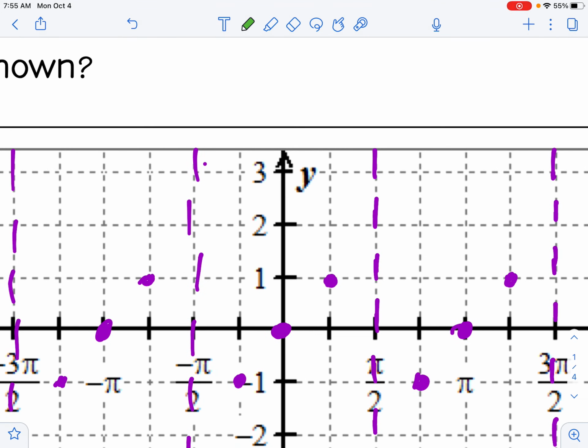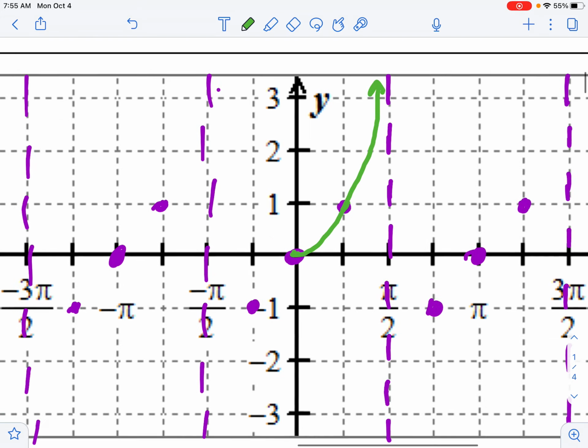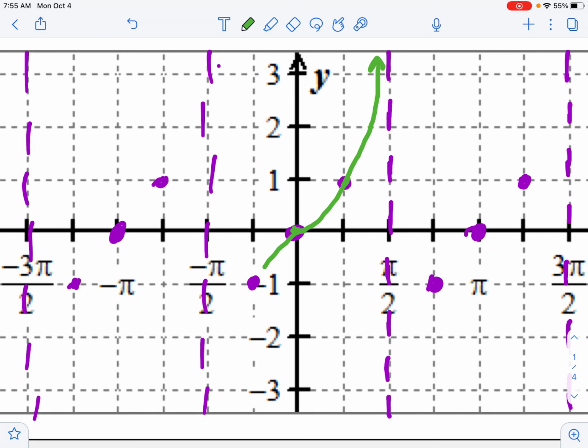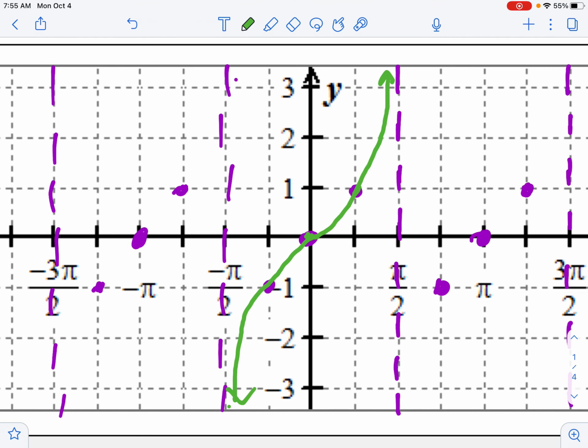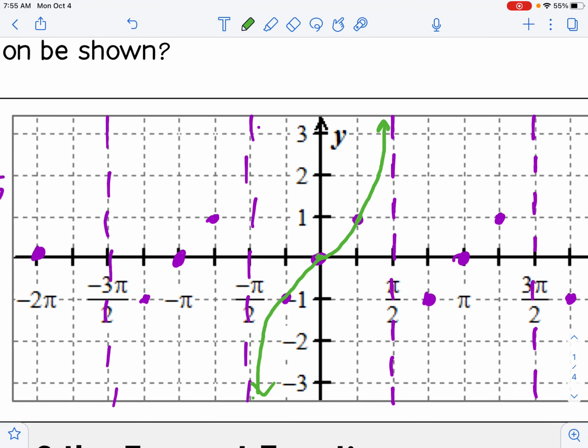So that means that as I approach that asymptote, my curve is going to infinity. Okay, same thing here. As I approach the asymptote this direction, my curve is going to negative infinity. All right, same concept. So that's why that happens.